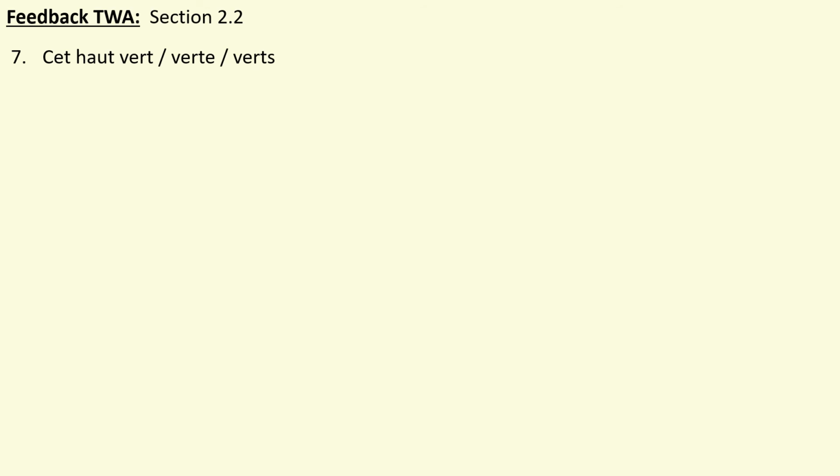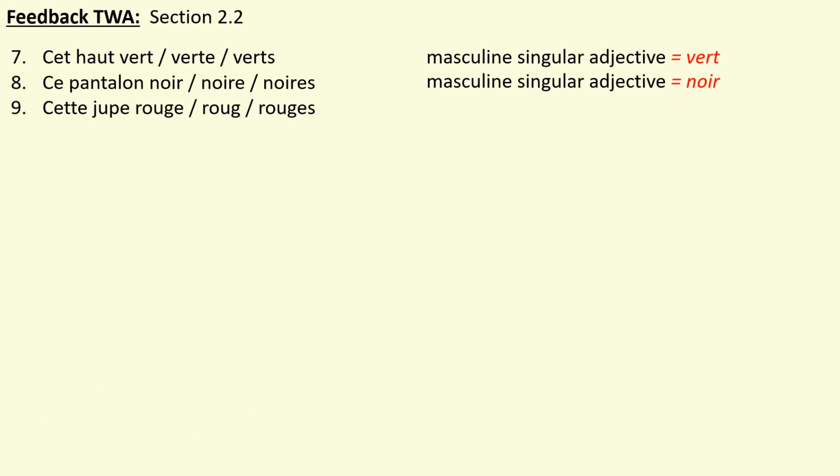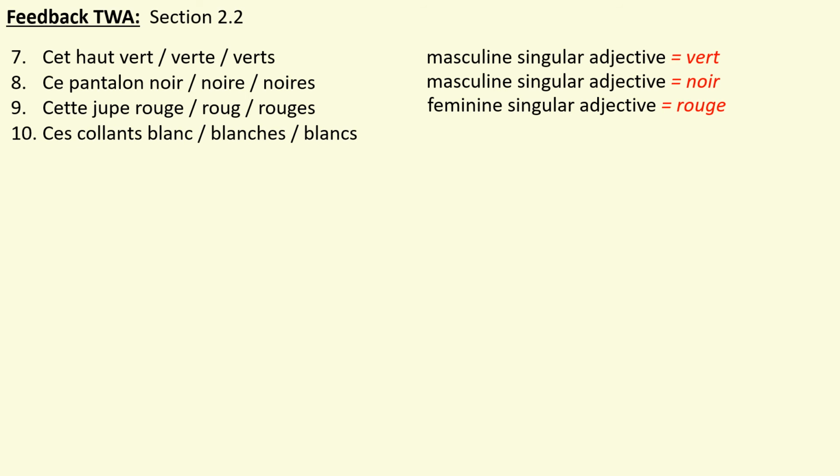Okay, let's look at these. So we had the first one, it's masculine singular adjective, so it's vert. Number 8, ce pantalon noir. It's masculine singular adjective and it's N-O-I-R, so the first option. 9, cette jupe rouge, rouge or rouge. Well, it's a feminine singular adjective, so it's the first one again, rouge, ending in an E. 10, ces collants blancs, blanche or blanc. Well, collant is masculine plural, so blanc is the correct one with the S on the end.